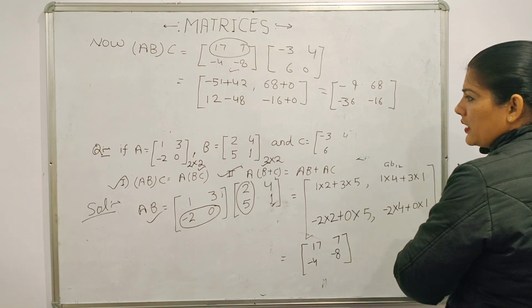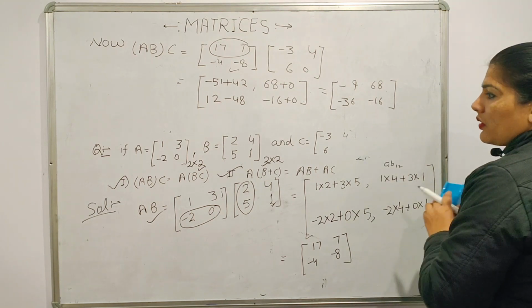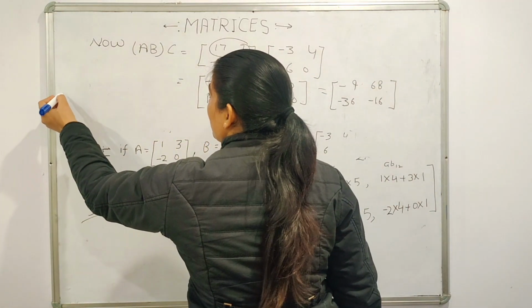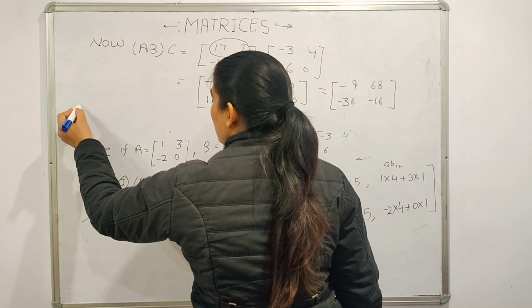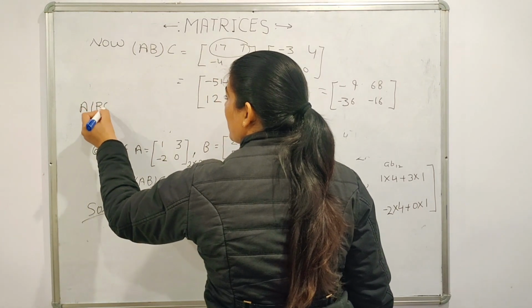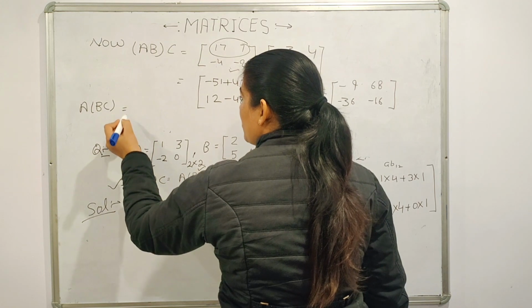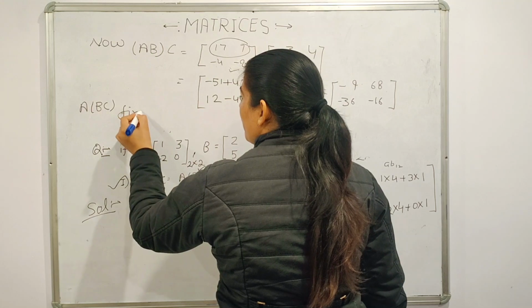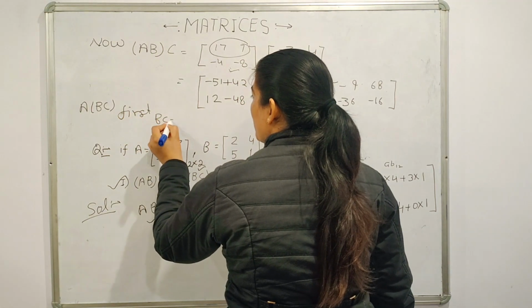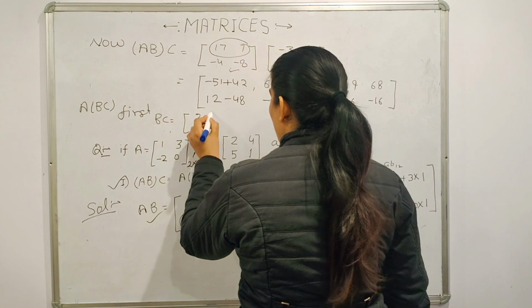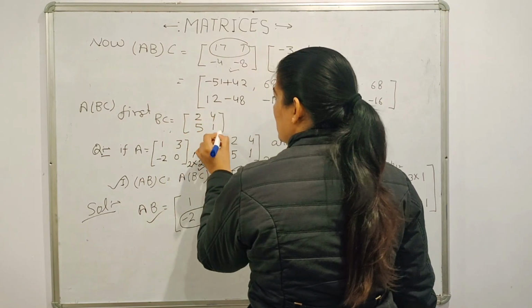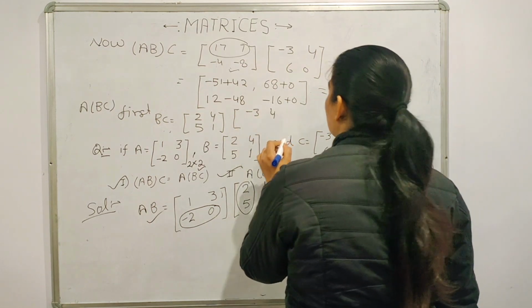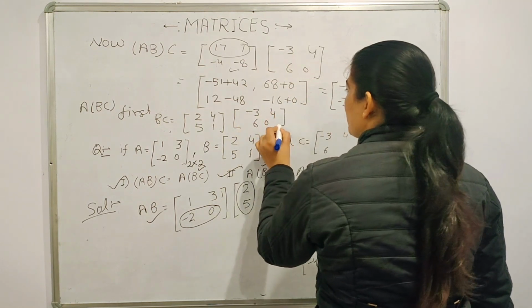Now you have to find A, B, C. So you have to find B into C first. BC is equal to, B is 2, 4, 5, 1 multiplied by C, minus 3, 4, 6 and 0.